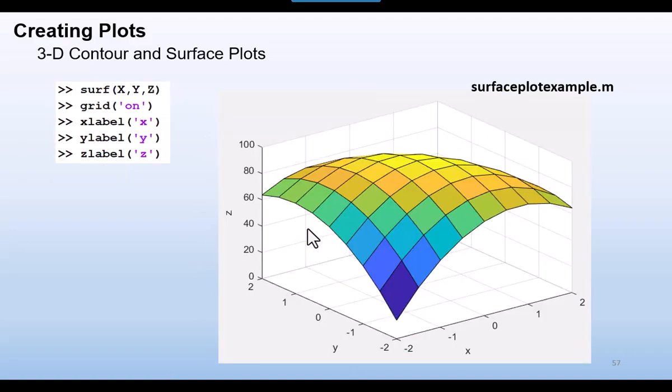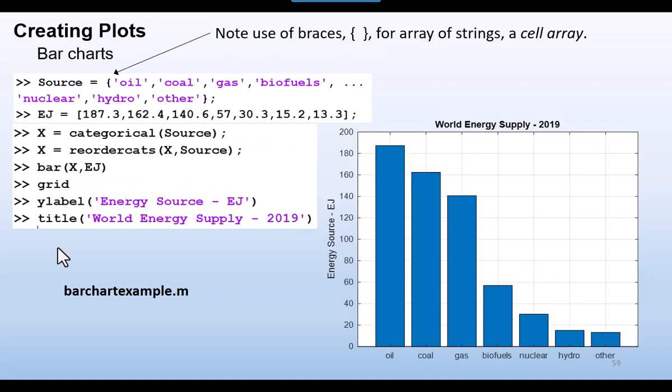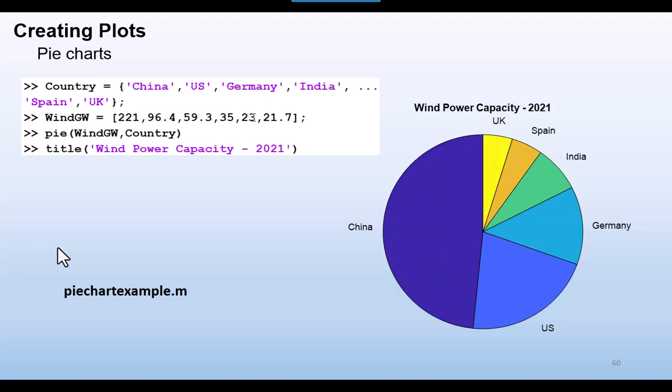This was the surface plot, and I threw in a C here to throw a contour on the floor below that plot, just to show you that there are other things that you can do with this. And then this was doing the mesh, doing the contour plot where you're dealing with data, all right? The salt solution data. And here our bar chart in a Pareto formula, and here was our pie chart.